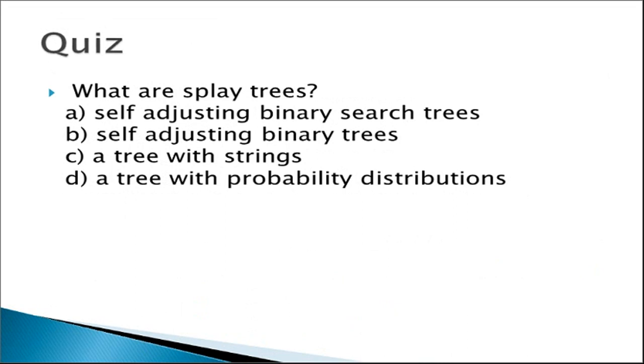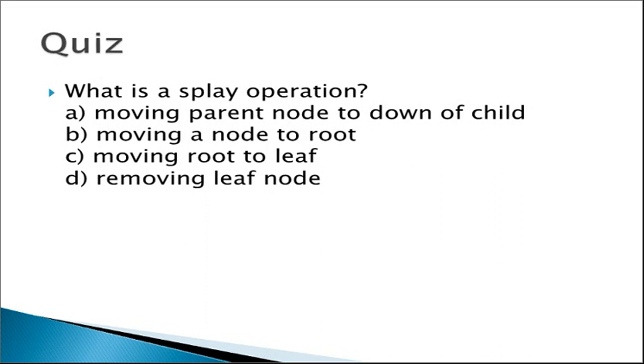So this is a quiz I have added over here. What are splay trees? Self-adjusting binary search tree, self-adjusting binary tree, a tree with strings, a tree with probability distribution. Now over here the answer is A, because it is a self-adjusting BST. And over here it is not a binary tree, it is a binary search tree, because the left is having lesser data and right is having greater data.